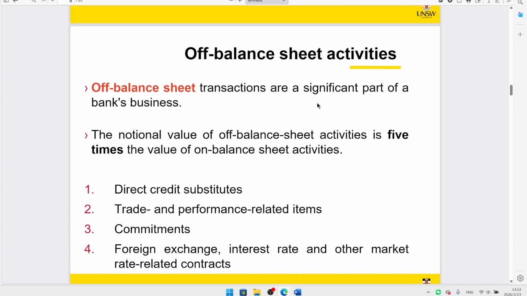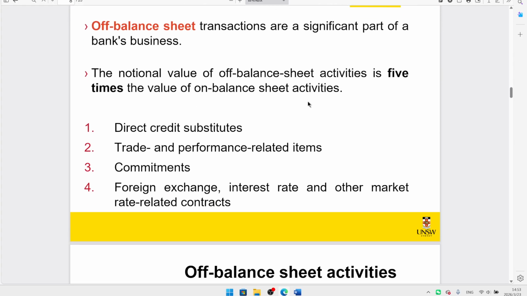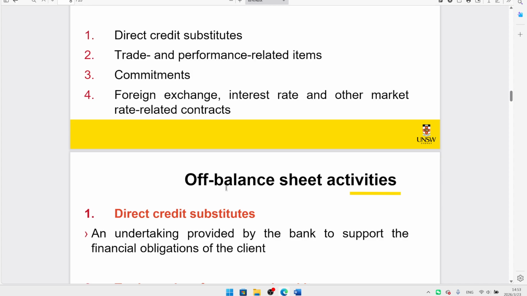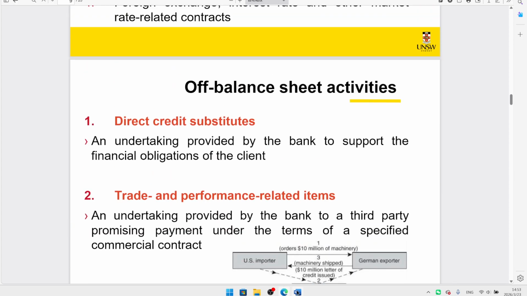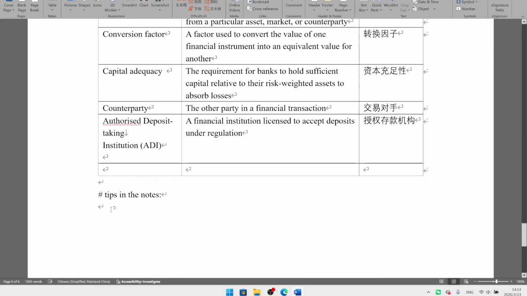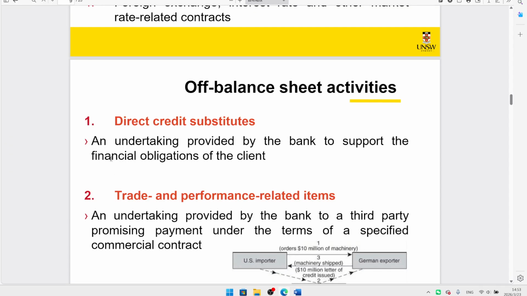Off balance sheet transactions are a significant part of the financial system. The notional value of off balance sheet activity is 5 times the value of on balance sheet activity. It's direct credit substitutes, trade related items, commitments, foreign exchange items. We'd like to introduce this, but there is no introduction of these terms in the vocabulary, so I need to extend your knowledge.